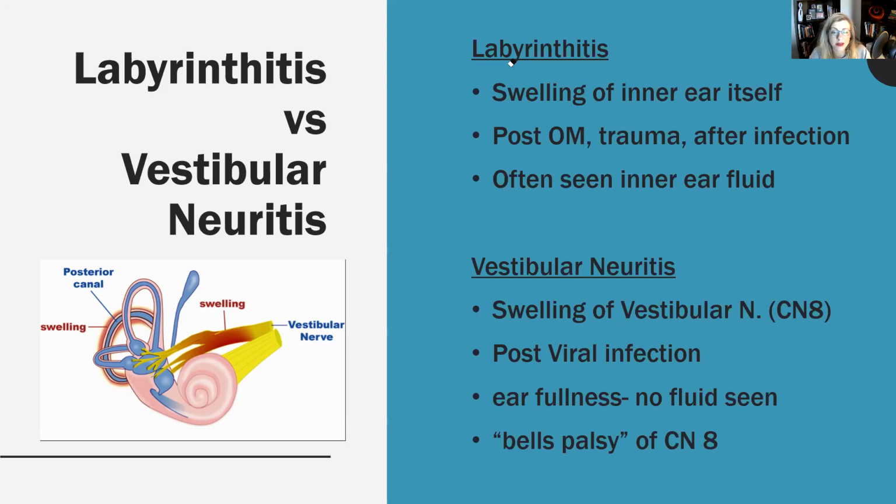If somebody has recently just had some kind of viral infection, and then all of a sudden they came in with some vertigo and it looks kind of like BPPV, but their Dix-Hallpike is negative, I would probably go ahead and diagnose them with labyrinthitis or vestibular neuritis. The good news about both of these is that they're both self-limited, which means they go away in a couple of weeks. It's also good to know that you can use steroids with these if you need to.